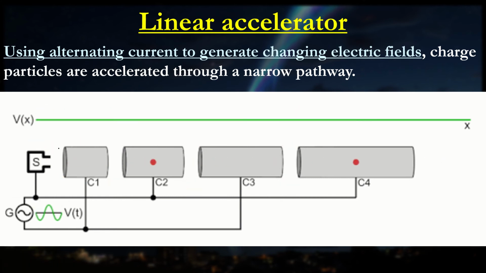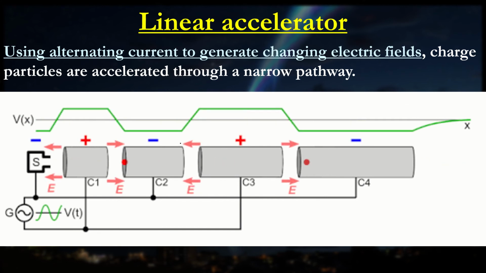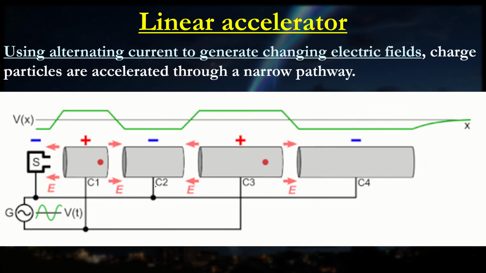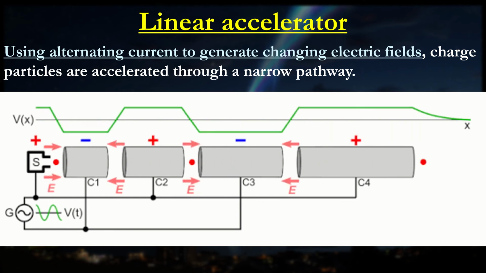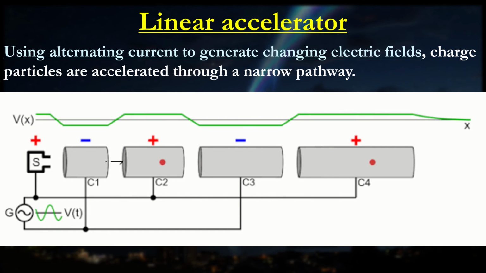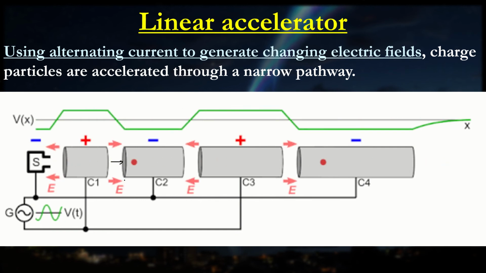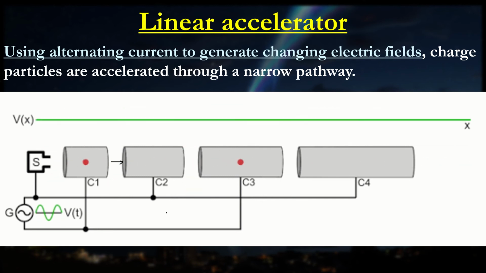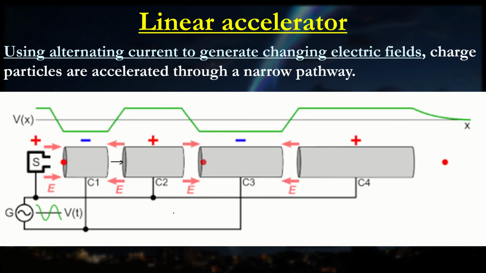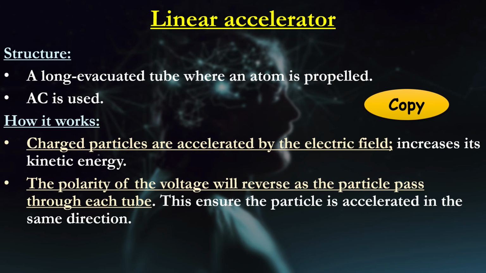If you have a look at the structure of the tube here, what we have is the evacuated tubes. The polarity switches to different directions as the particle goes from one tube to another. This is to allow the particle to retain the same direction of motion, but it's also to allow it to increase its overall acceleration. So we know that it's a long evacuated tube where the charged particle is propelled. Instead of saying an atom, it's probably more correct to say the charged particle.